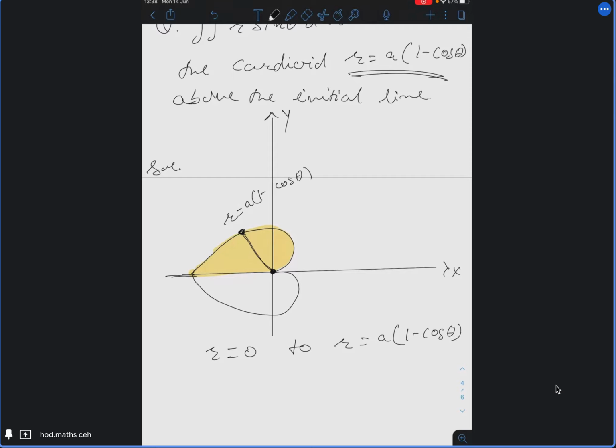Now let us find the limits of theta. As you know, theta is nothing but the angle, is it or not? So here theta is 0. What about here? Theta here is how much?